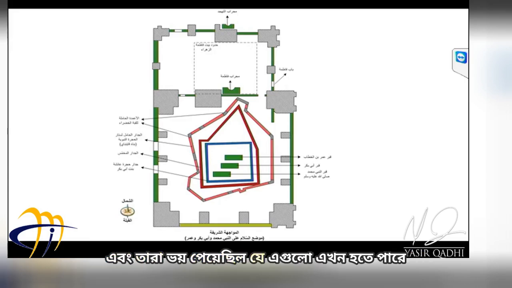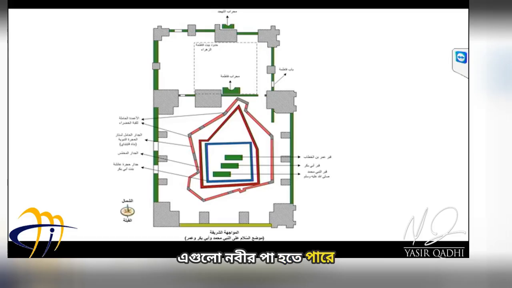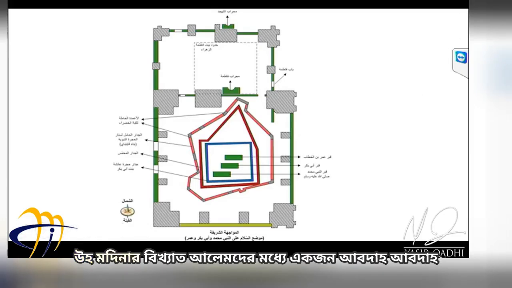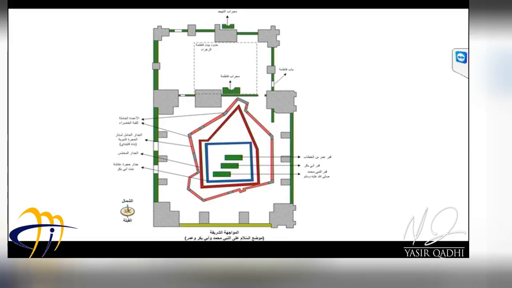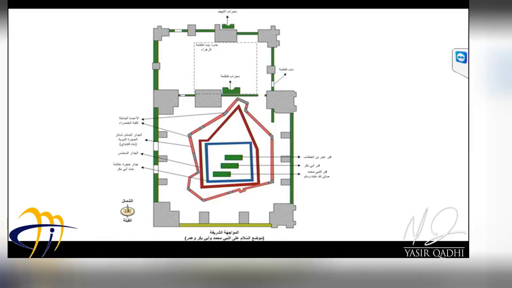And they were scared, this is now 90 years on, and the feet are completely fresh. They might be the feet of the Prophet ﷺ. Then they called the scholars of the time, and one of the famous scholars of Medina, Abdullah ibn Umar ibn al-Khattab, the grandson of Umar ibn al-Khattab, who was obviously a second cousin of Umar ibn Abdul Aziz from his mother's side, right? He said, "Don't worry, O governor, these are the feet of our grandfather, Umar."